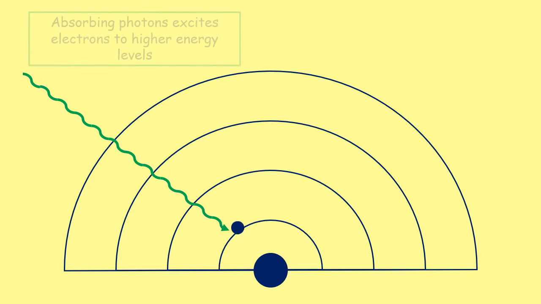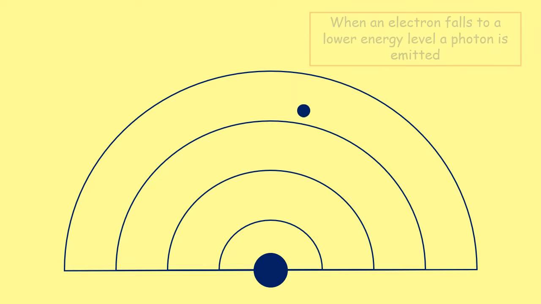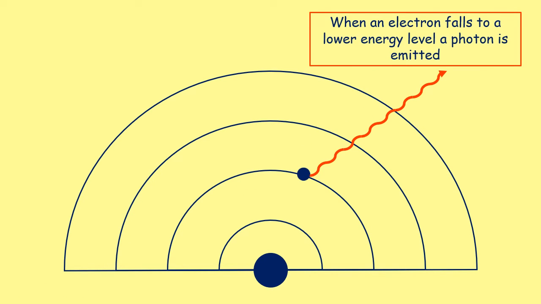So we have our photon absorbed by an atom, and what that does is it allows the electron to move from one energy level to a higher energy level. And it can move to different energy levels depending on the wavelength and the energy value of the photon. When that excited electron falls down to a lower energy level, it gives off a photon.